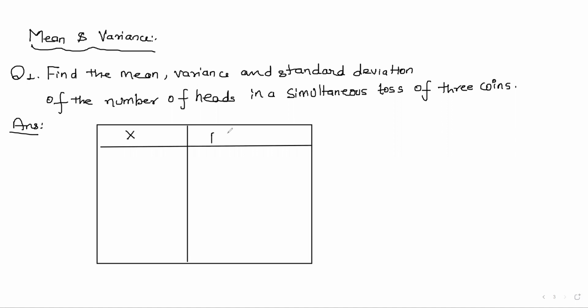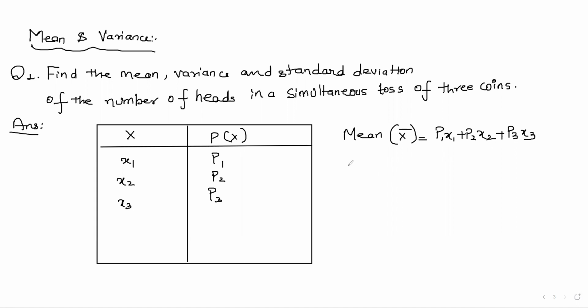So this is x, this is P of x. Suppose this has the values x1, x2, x3. This has the values p1, p2, p3. Then I will write the formulas here. Mean, denoted by x bar, is equal to p1 x1 plus p2 x2 plus p3 x3, and so on. Then we have variance. Variance of x is equal to summation pi xi square minus summation pi xi whole square.